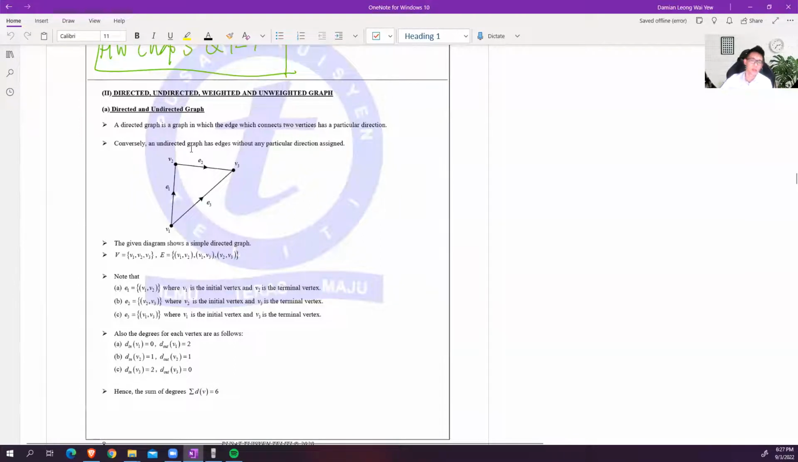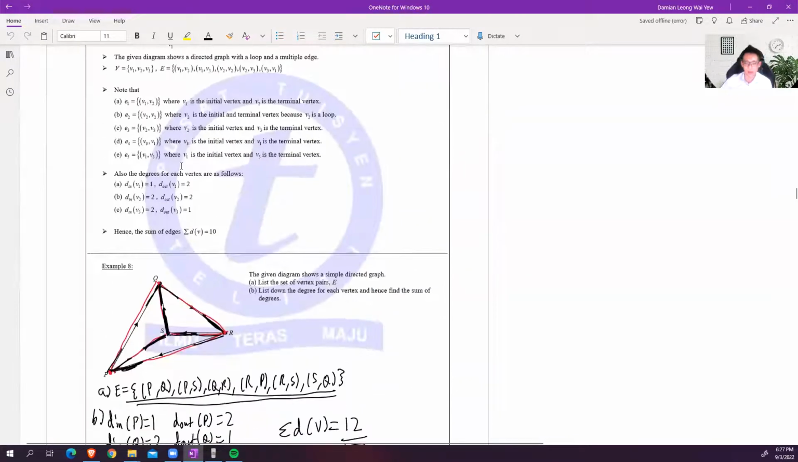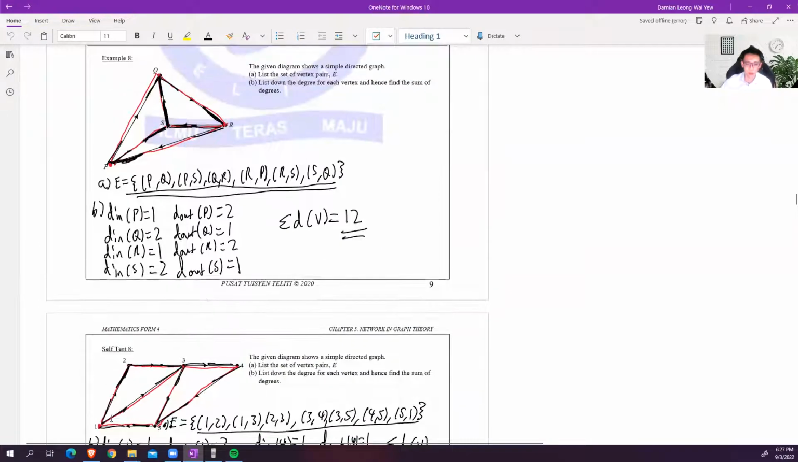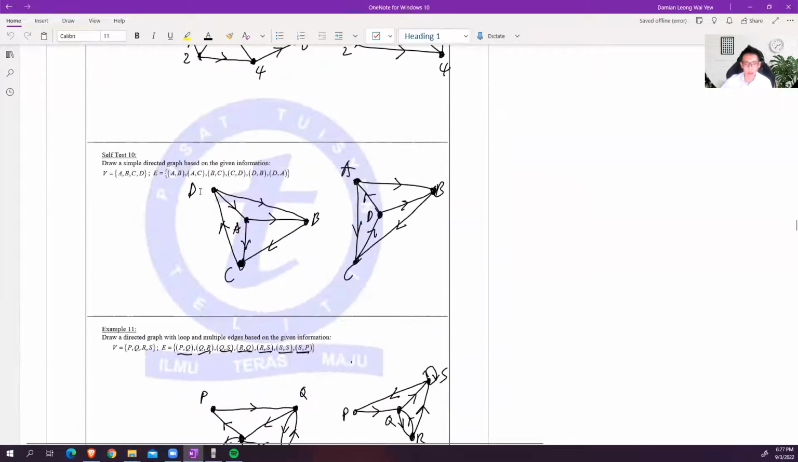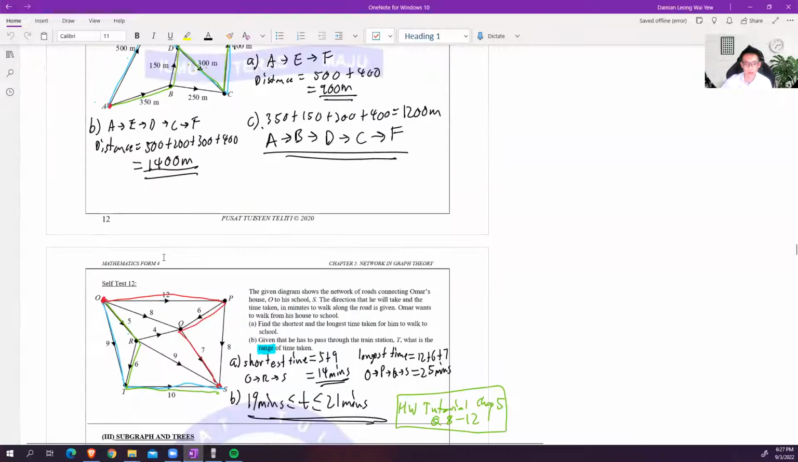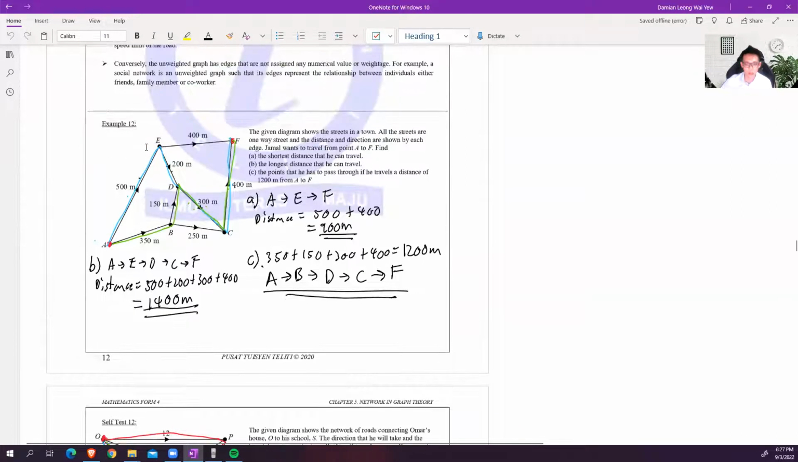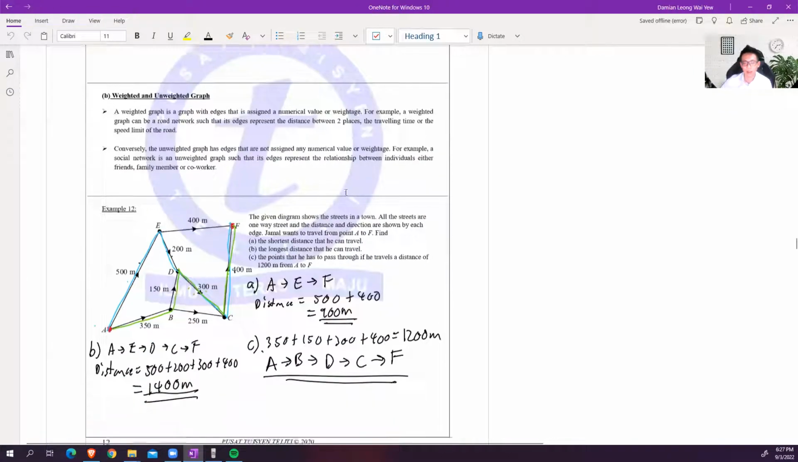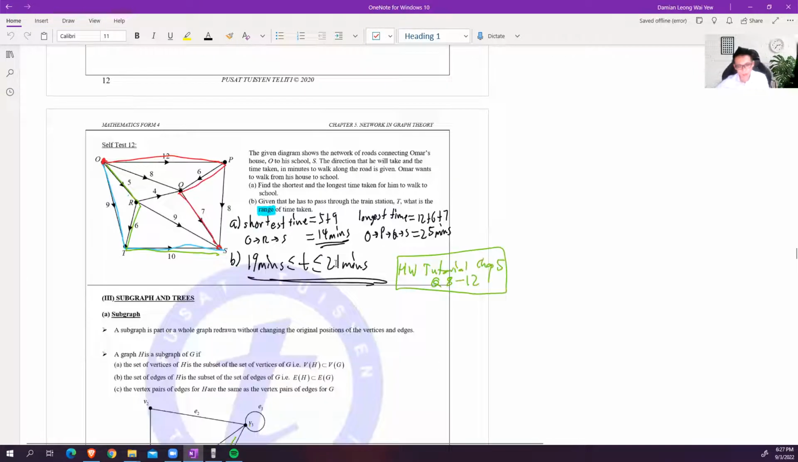Then directed, undirected, weighted, and directed and weighted graphs. Okay, make sure you know how they link to each other. Must follow the direction of the arrow. Weighted, how to use the weightage to determine like shortest distance, longest distance, and all. Yeah, that is probably something that is likely for them to ask.